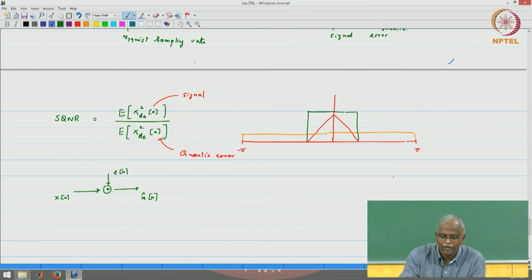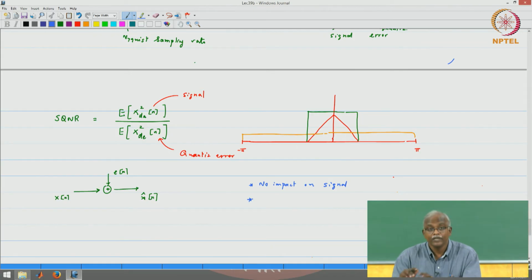Okay. So, a qualitative statement: no impact on signal. So, signal power has gone through untouched. Whatever was the original signal power, that is what it should be. What about noise power? Reduced or did not make a difference?